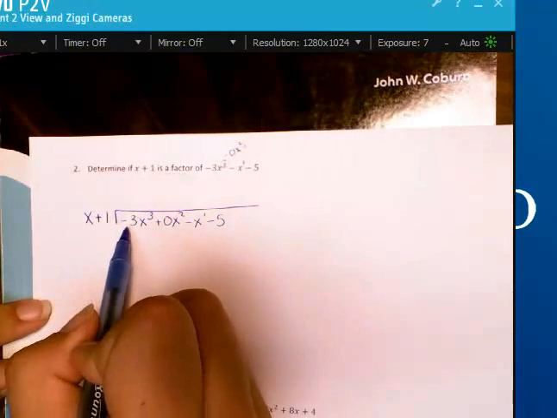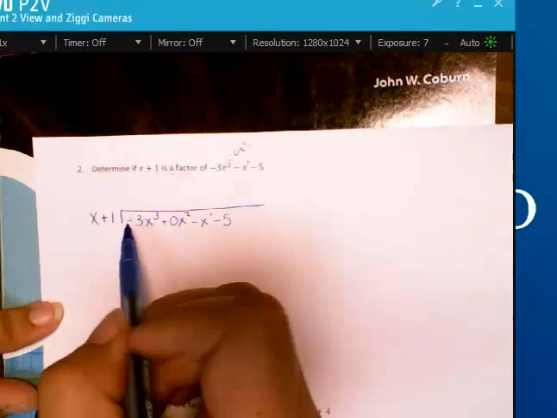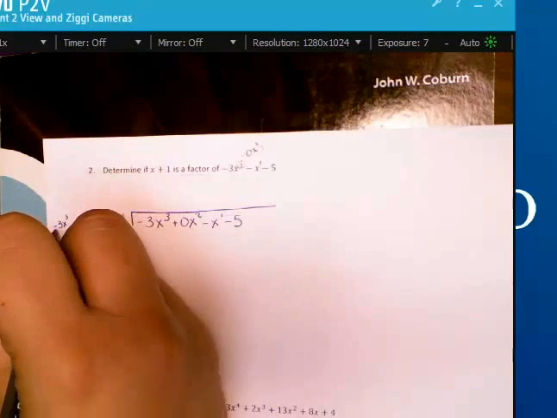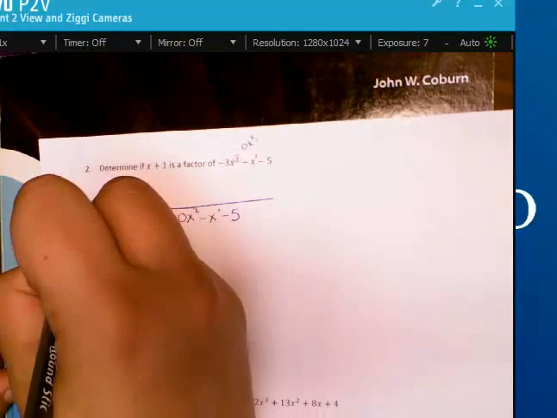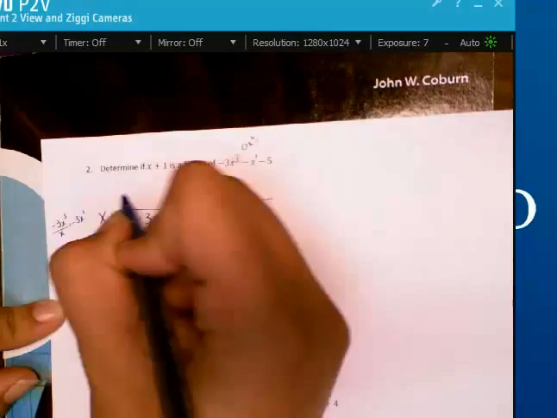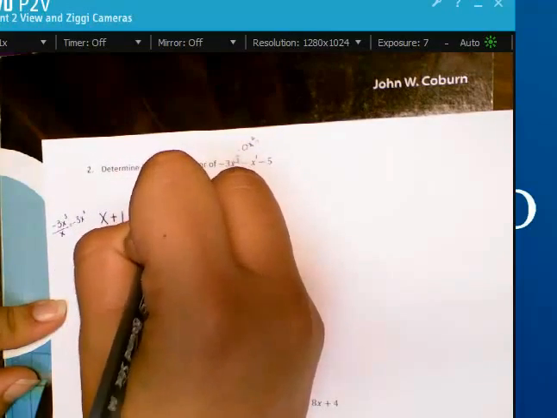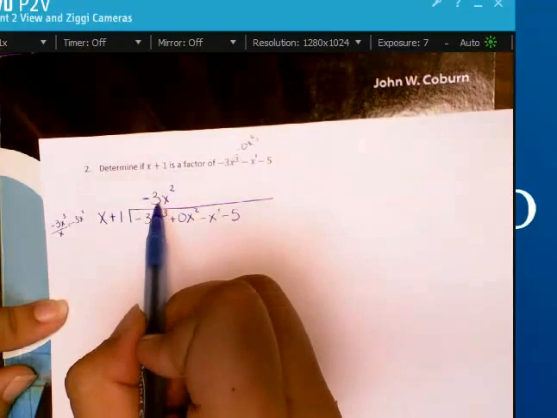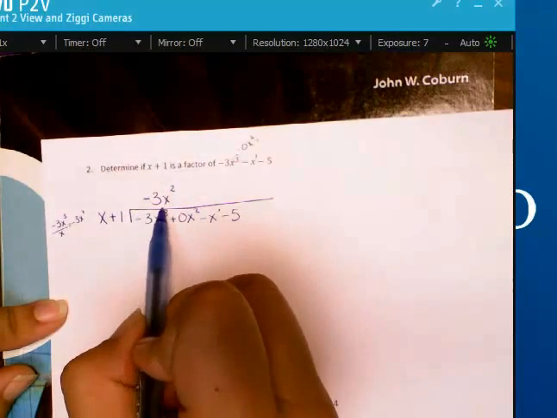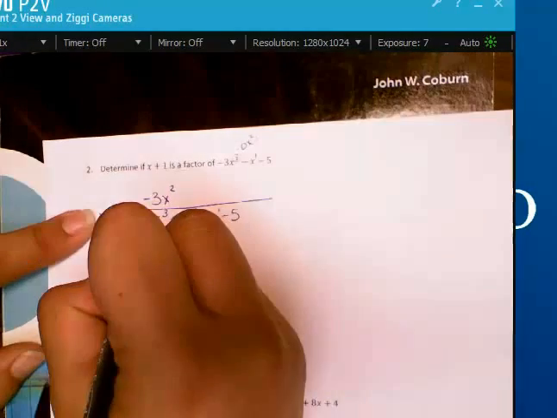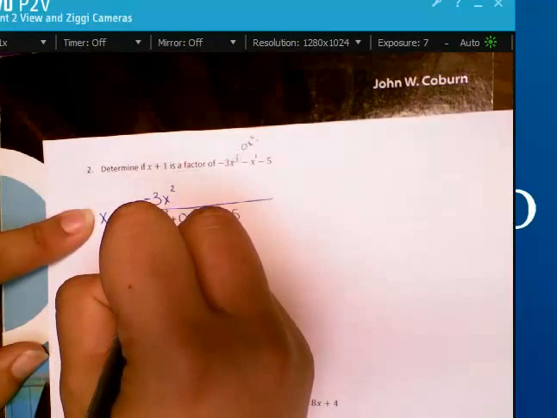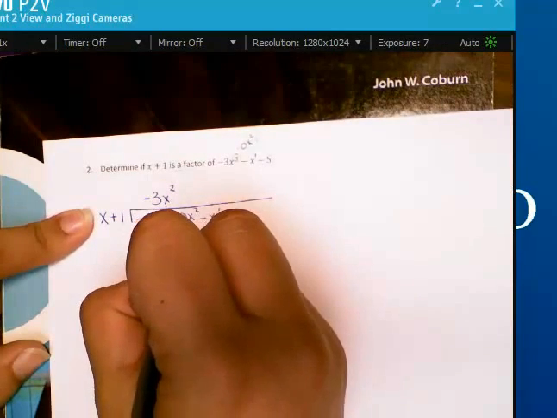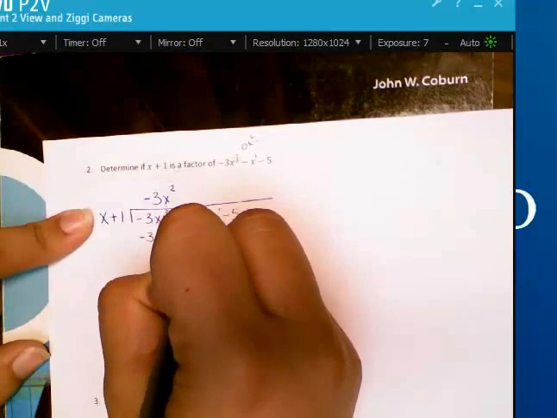Alright, now we're going to do our long division. We're going to take x and divide it into this term right here. And again, if you need to, you can do that off to the side. Negative 3x cubed divided by x gives me negative 3x squared. That's the first term in my quotient. So I'm going to take negative 3x squared, multiply it by x, which gives me negative 3x cubed. And now negative 3x squared times 1 gives me negative 3x squared.